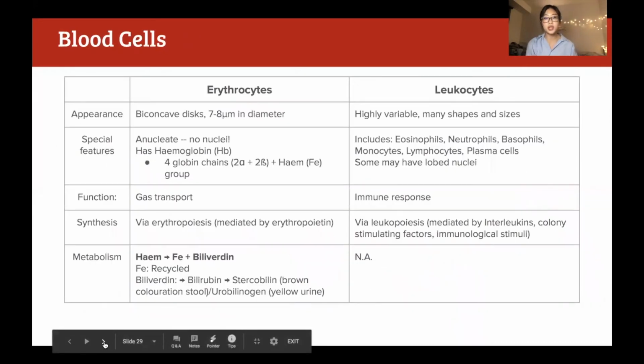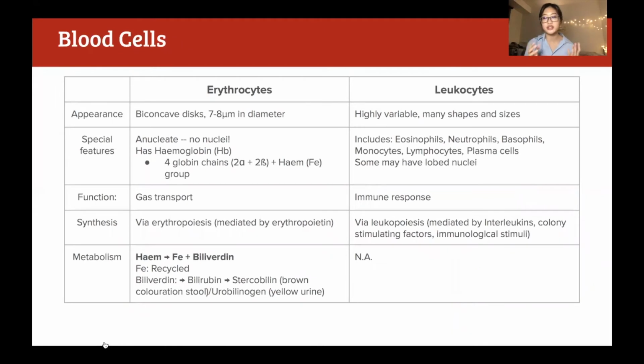Okay, so blood cells, very quickly. We have erythrocytes, which you already know are red blood cells. They have a biconcave appearance, and they have no nuclei, hence the biconcave appearance. They have hemoglobin, which is basically 4 globin chains, so 2 alpha and 2 beta chains.